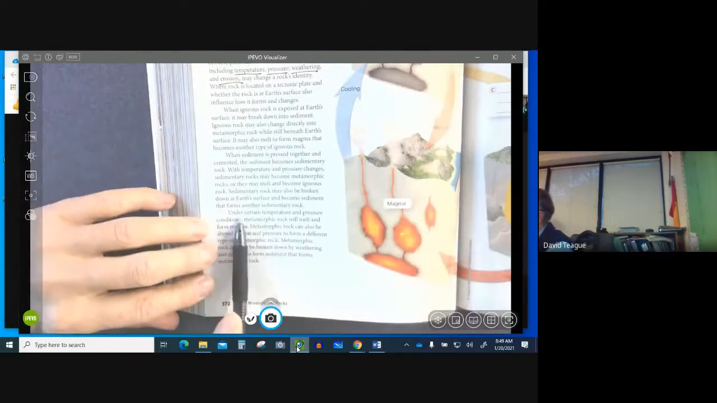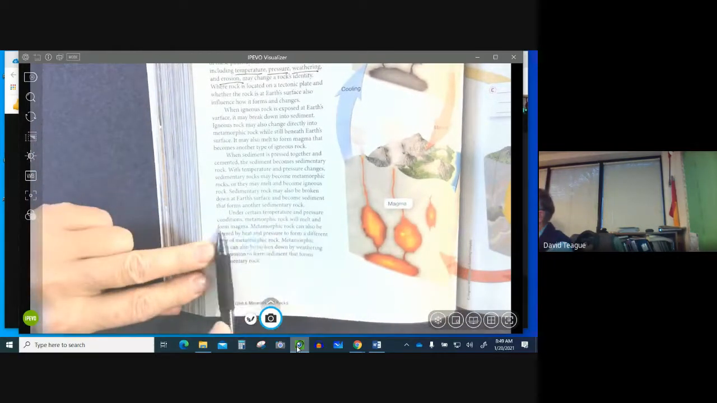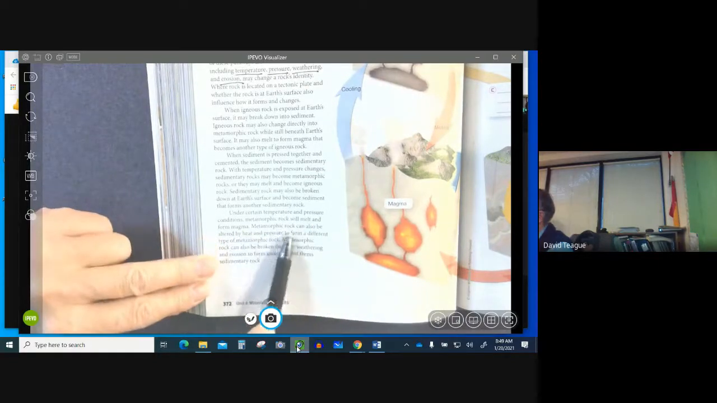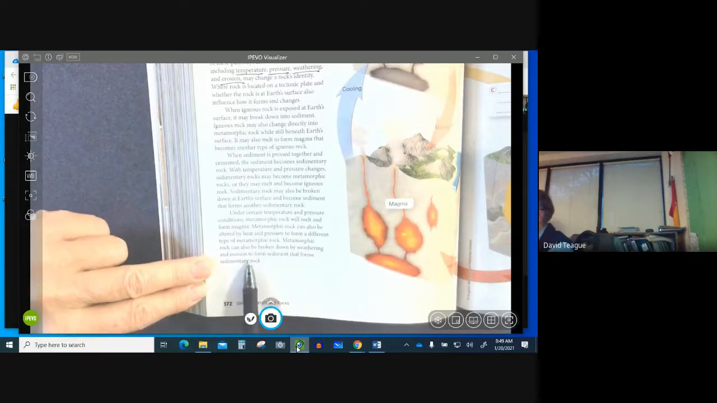Okay, under certain temperature and pressure conditions, metamorphic rock will melt to form magma. Metamorphic rock can also be altered by heat and pressure to form a different type of metamorphic rock. Metamorphic rock can also be broken down by weathering and erosion to form sediment that forms sedimentary rock.